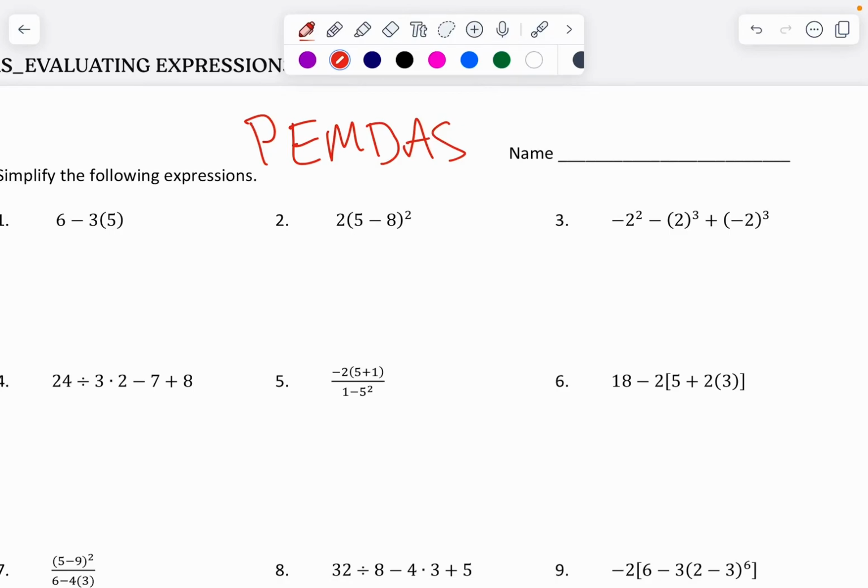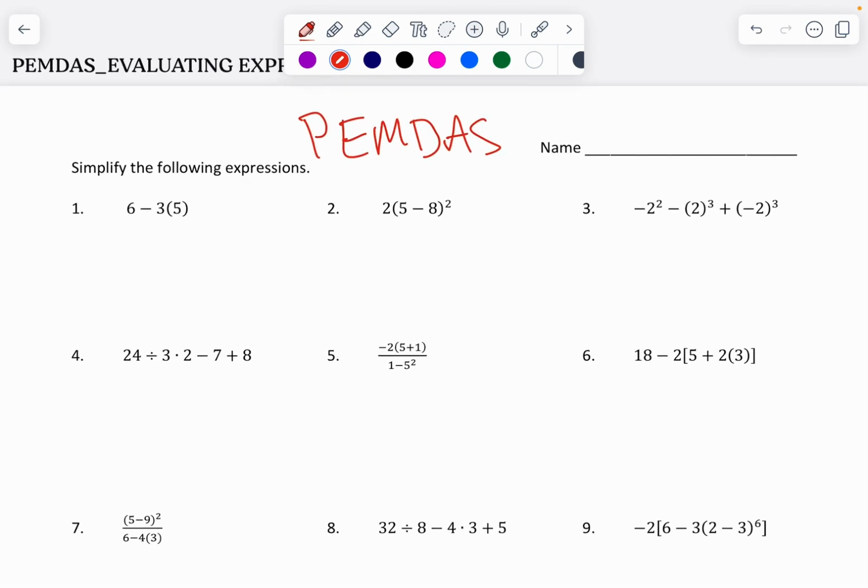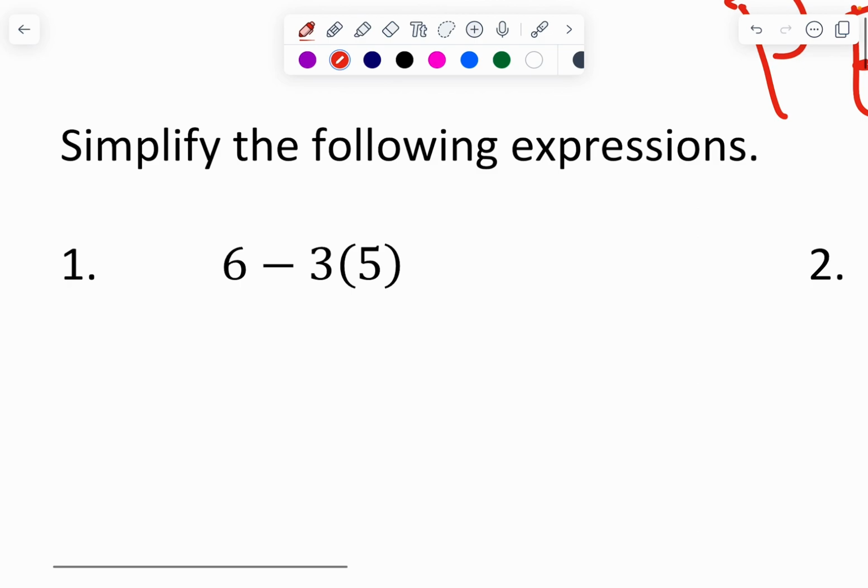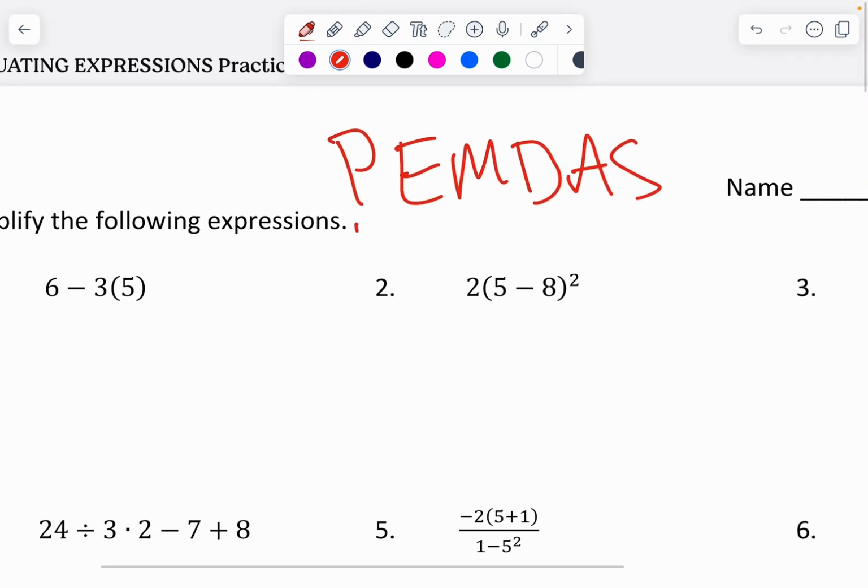All right, so this video is going to be a quick explanation of order of operations and evaluating expressions in algebra. First thing is to focus on this PEMDAS, which stands for Please Excuse My Dear Aunt Sally, which really stands for parentheses, exponents, multiplication, division, adding, subtracting.